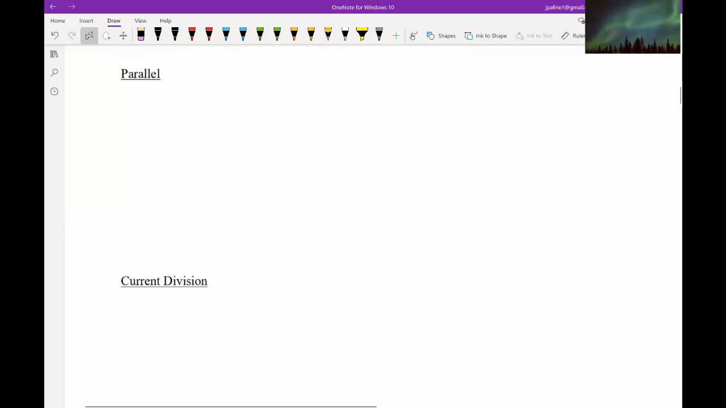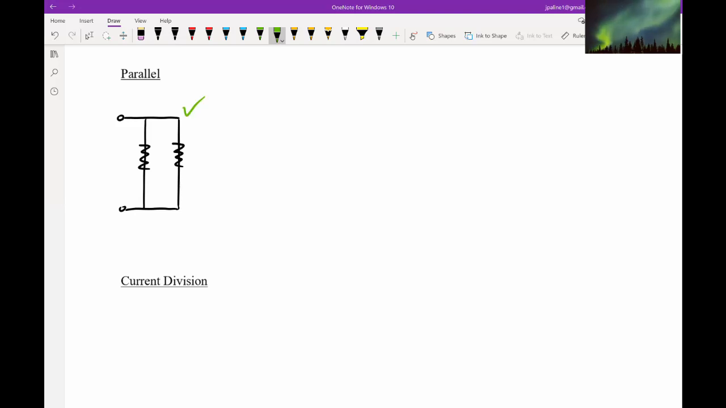The second kind that we have is called parallel. So parallel is going to be where we have two wires that are across from each other. So here, they're across from each other. They're on a different wire. I'll write that up here. Different wire.